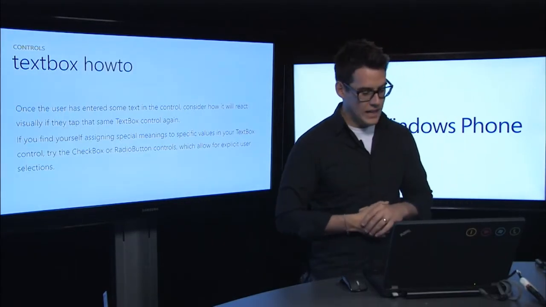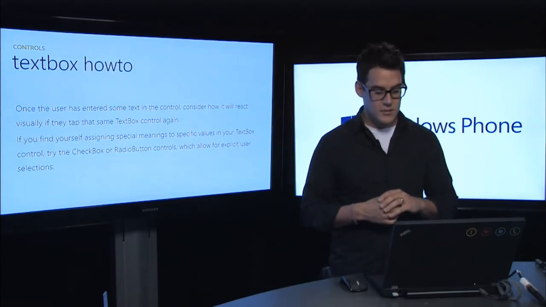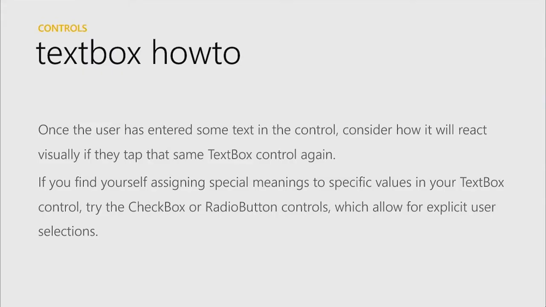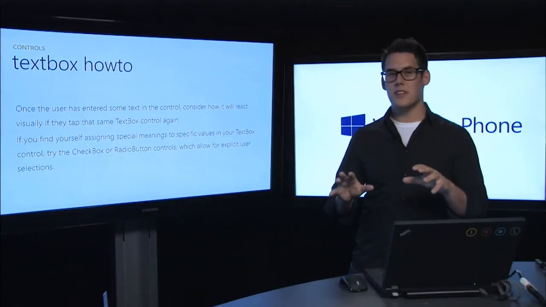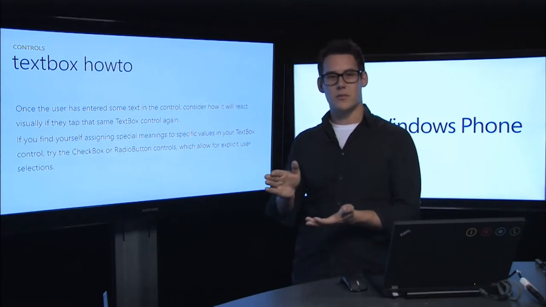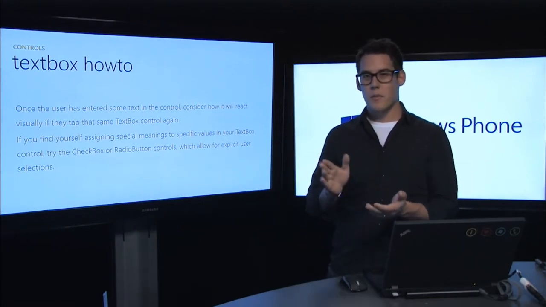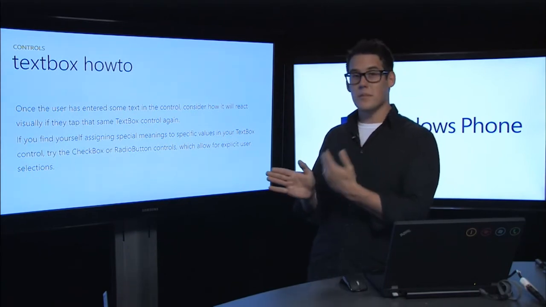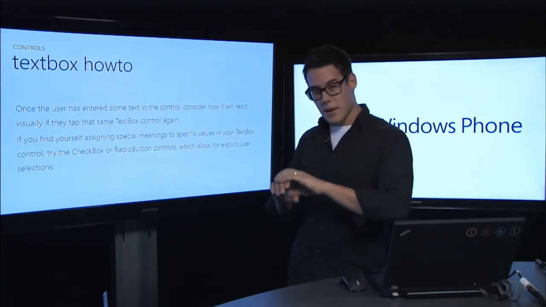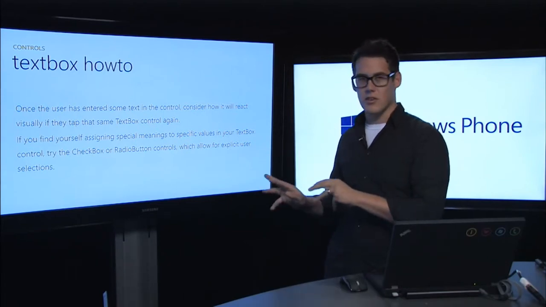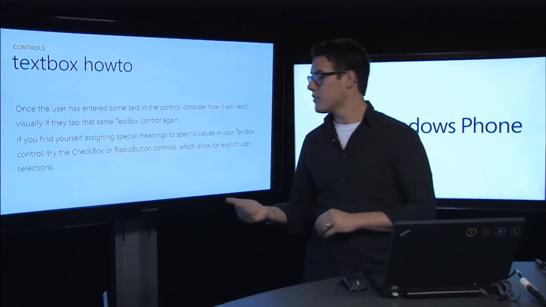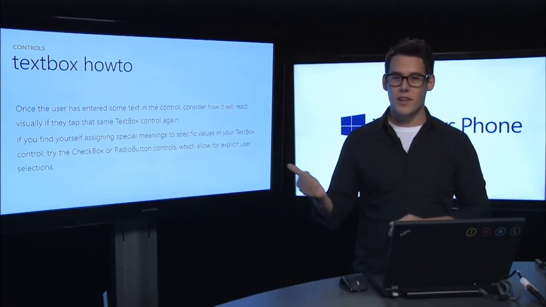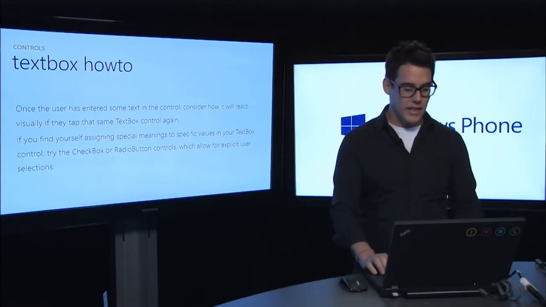So a couple of text box how-tos. Once the user has entered the text box control, consider how it will react visually if they tap that same text box control again. This is important to remember, especially if you're creating a browser with an address bar. If it's a normal text box, you might want to just put the cursor on the end and add things. But if it's something like an address bar, you might want to select all the text so you can type in a totally different domain. You have control over that as a developer and a designer. So think about that interaction.